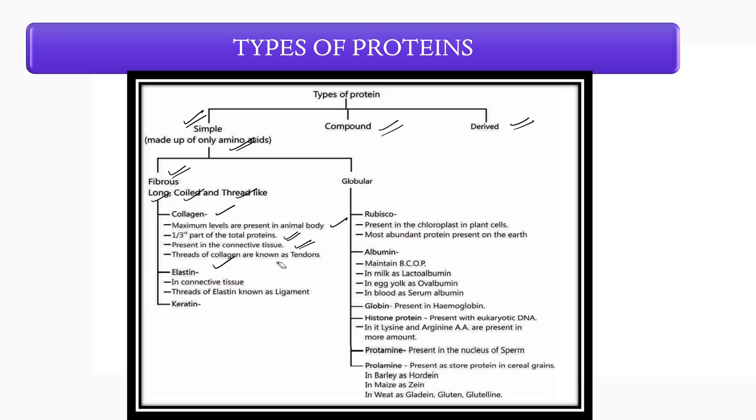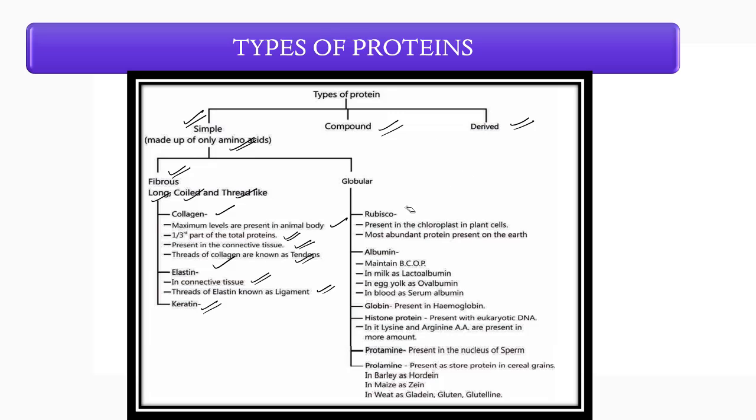It helps to make threads of collagen, known as tendons. Elastin is also in connective tissue; threads of elastin are known as ligaments. And keratin. So collagen makes tendons, elastin makes ligaments, and keratin. Okay, so they all are fibrous proteins.